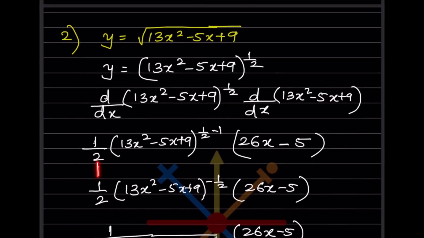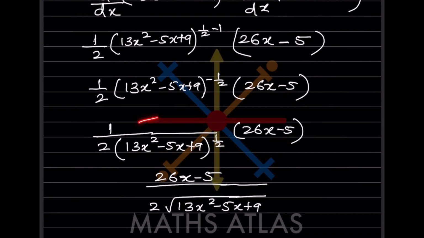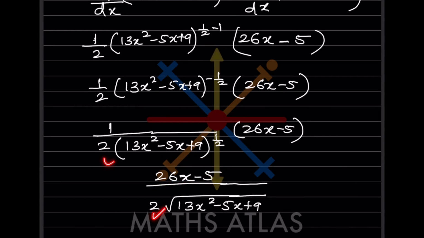Now this will be the same. The 1/2 minus 1 will be minus 1/2. This is negative, so you can put it in the denominator, so that becomes positive. Rest everything is the same. Now what will you do? You bring this 1 into this, it is going to be 26x minus 5, and this 2 you write as it is. For this part you can also write it as the root of 13x² − 5x + 9, because the power is positive 1/2. So this is the answer.